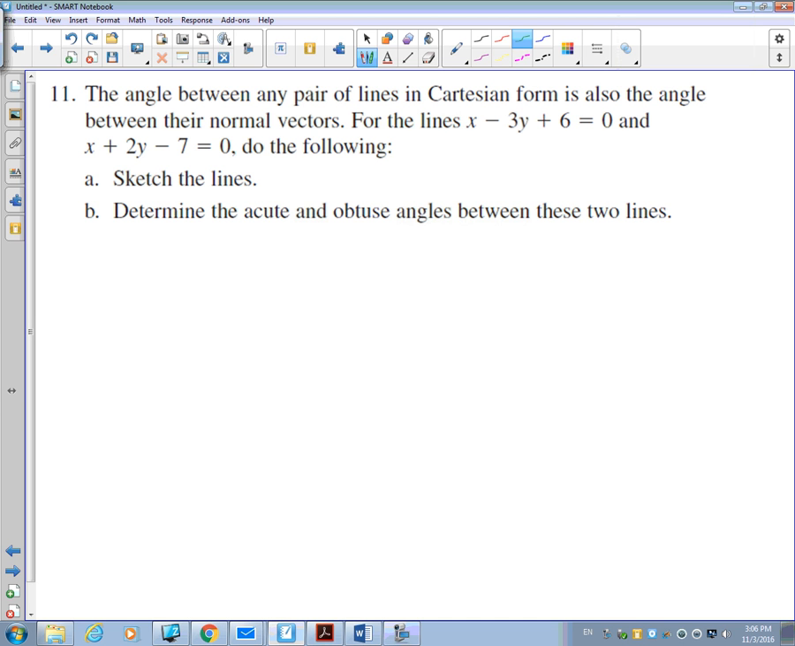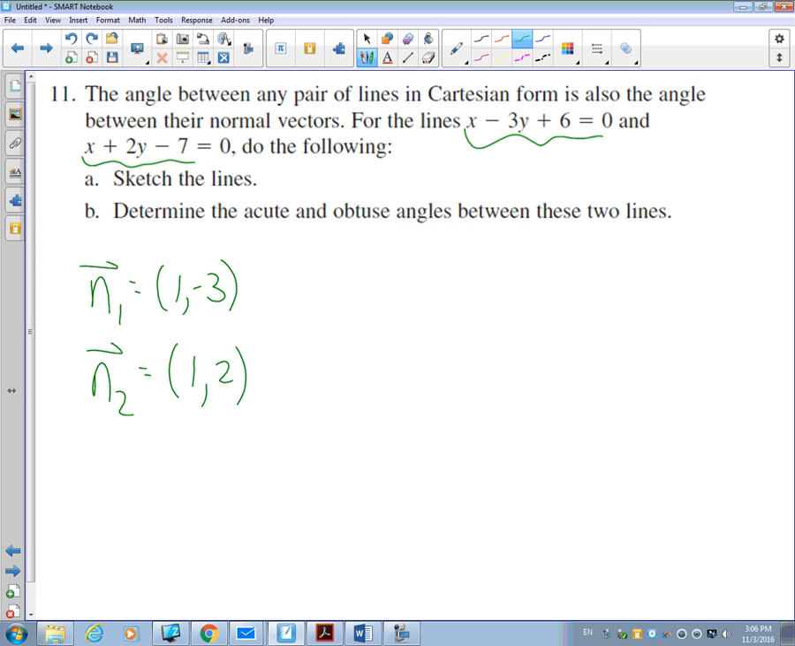In question 10, they're telling us that the angle between any pairs of lines in Cartesian form is also the angle between their normals. So I'm given two different lines, and I can find the normal of that line pretty quickly. I'll call that normal 1, with direction 1, -3. If I talk about this one, we'll call that normal number 2. Its direction is 1 and 2.